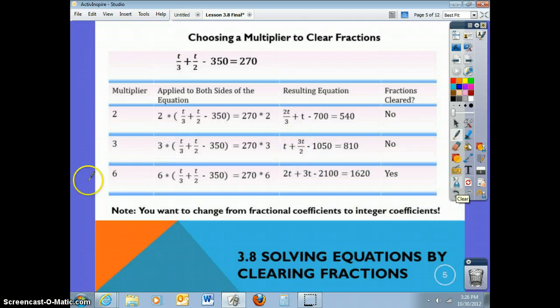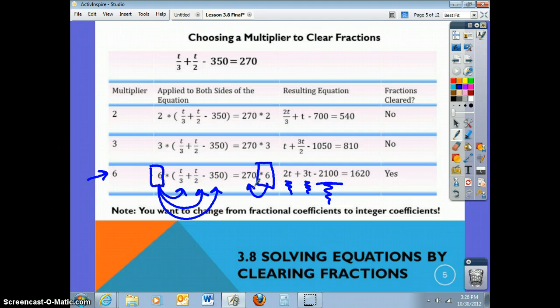So, if you choose 6 for your multiplier, and you multiply both sides of the equation by 6 to maintain equality, it's going to say 6 times t over 3. Well, the 6 and the 3 will cancel, and you'll get 2t. And then 6 times t over 2, the 6 and 2 cancel, and you get 3t. And then 6 times negative 350 gives you negative 2100. And then on the right-hand side, 6 times 270 gives you 1620. So all your fractions got cleared out.